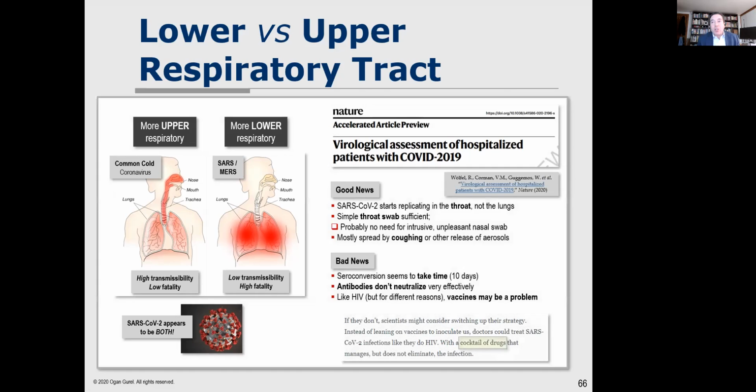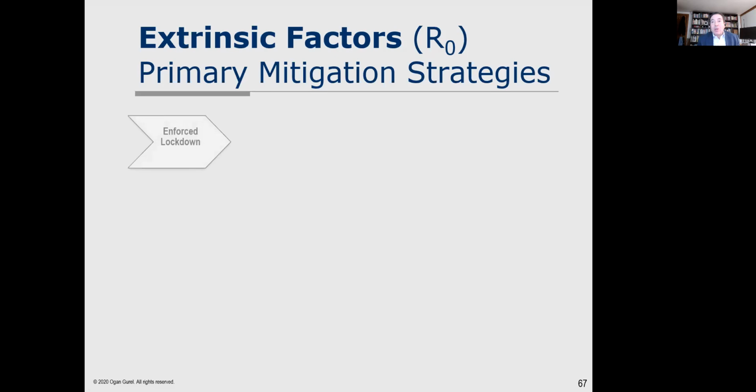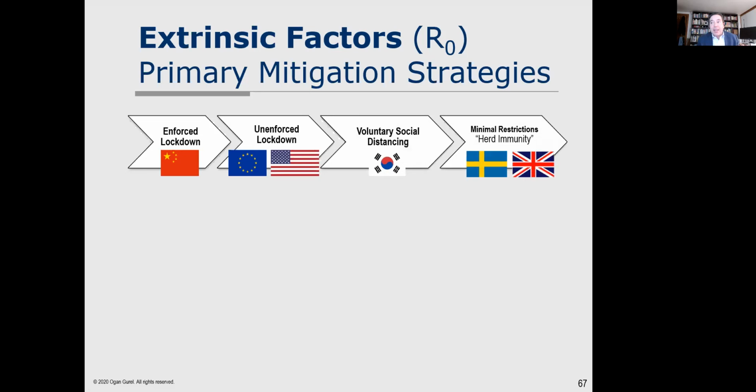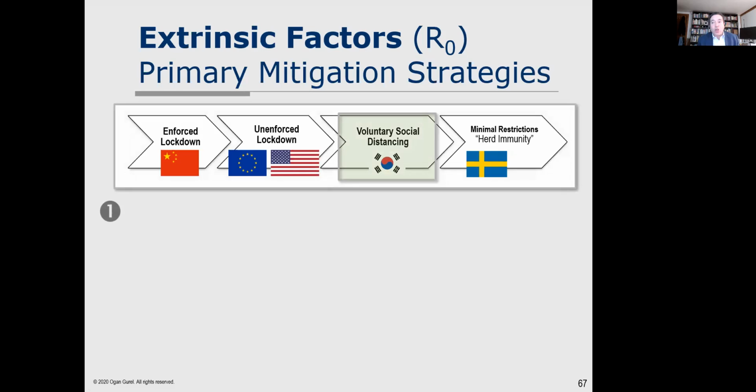So I will skip through this. We're running a little bit late. We have various primary mitigation factors for influencing those extrinsic factors. We have enforced lockdowns, unenforced lockdowns, voluntary social distancing, and minimal restrictions or herd immunity.